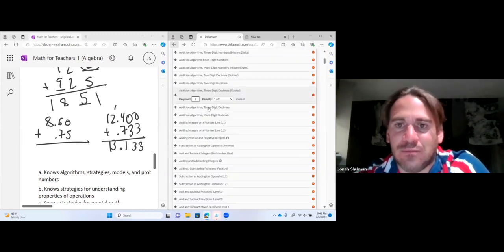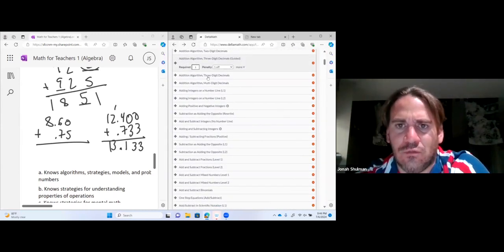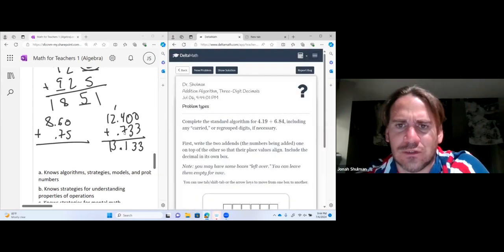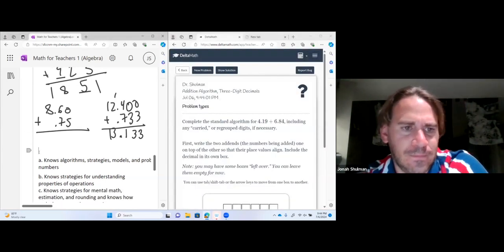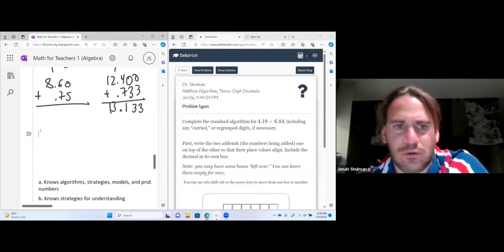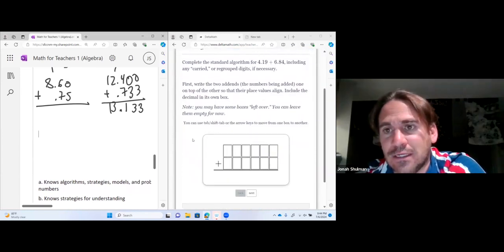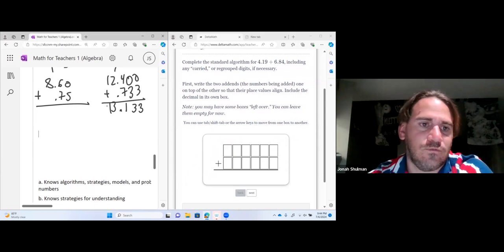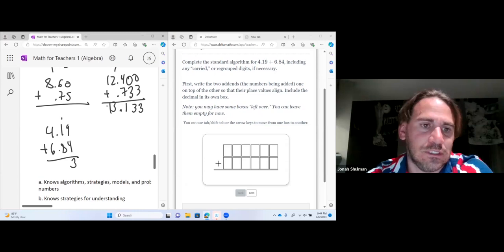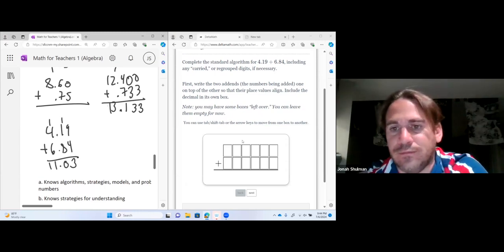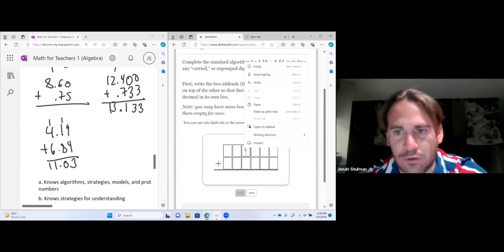Magic. All right, let's keep on trucking. We're almost towards the end of the adding and subtracting one. So let's keep it going. All right, so now we're doing this. Oh, it's the same thing, but it's not guided. So this is 4.19 plus 6.84. 9 plus 4 is 13. That's 10. We're going to get 11.03. So here we go.